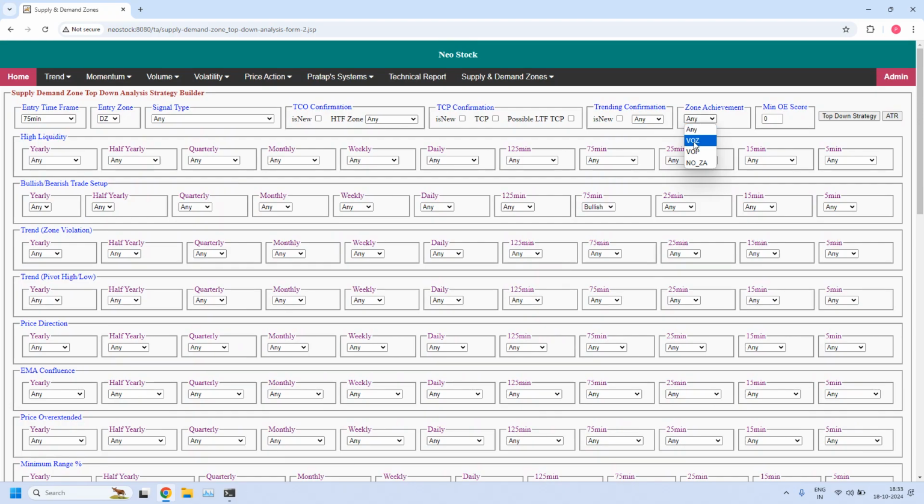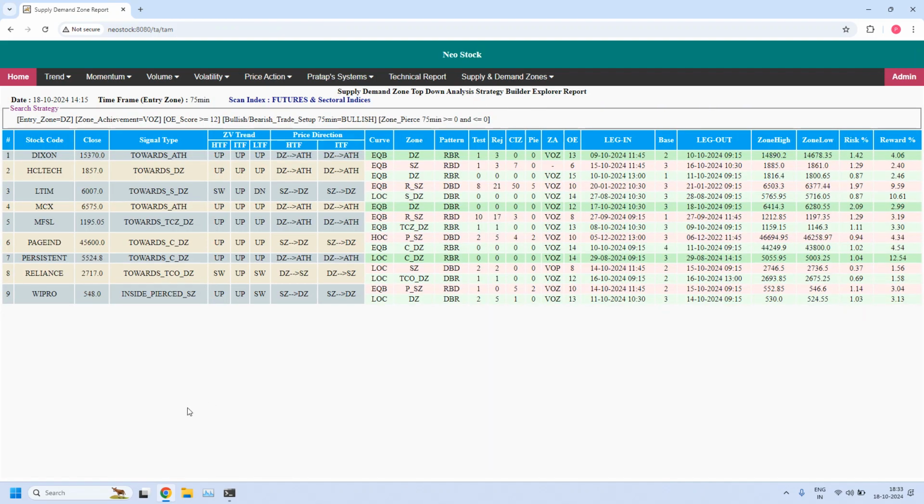Zone achievement should be violated opposing zone. Minimum odd enhanced score should be 12. All the 3 filters are applied to 75 minutes demand zone. And we got 9 stocks. And all these 9 stocks are currently supporting bullish trade setup for weekly income trade, that is entry time frame 75 minutes. So in these demand zones, some of the stocks might be having high probability supported stocks.